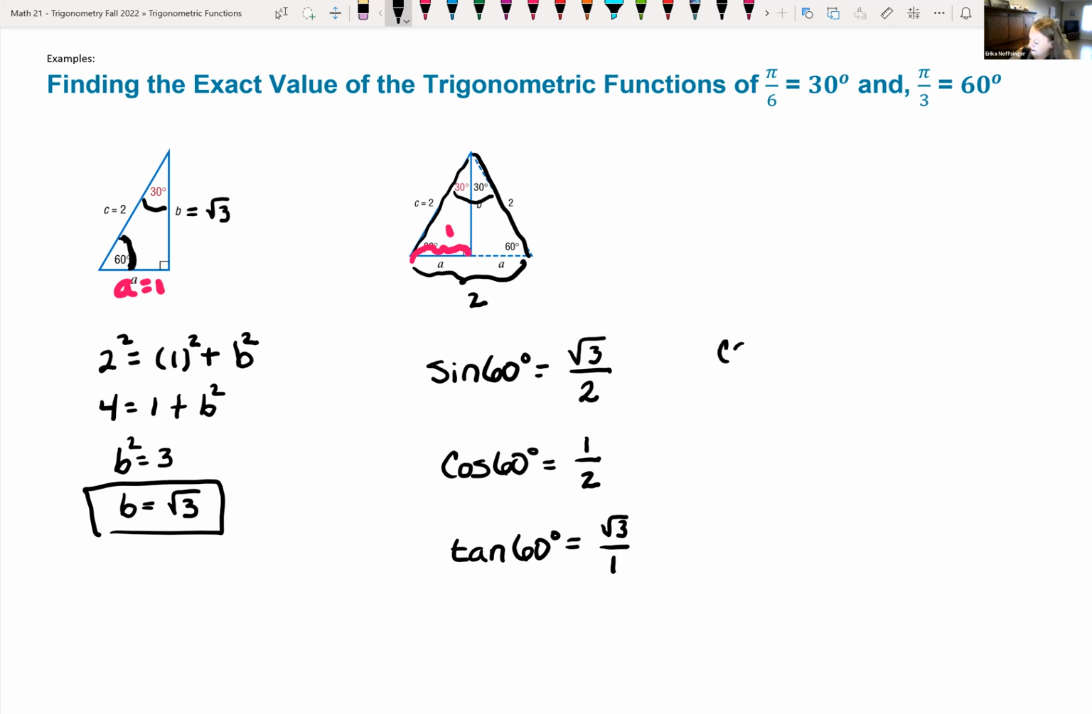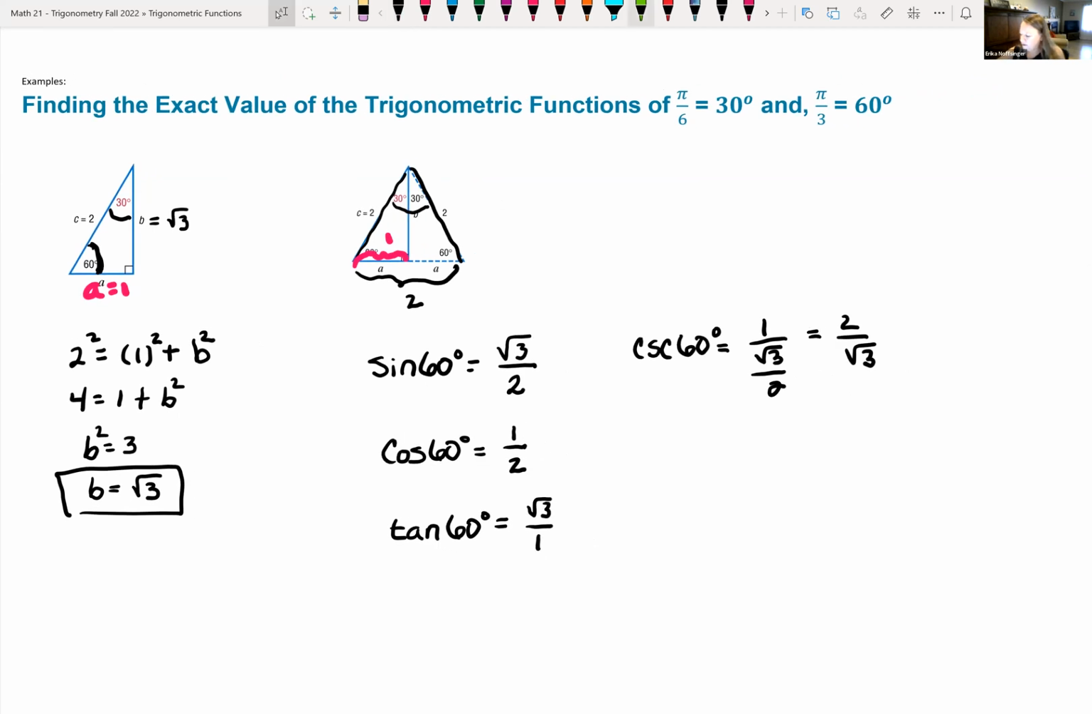So cosecant of 60 degrees, that's 1 over sine. So this is 1 over root 3 over 2. So invert and multiply, we get that this is 2 over root 3. Rationalizing our denominator, getting rid of the radical in that denominator, we can multiply this by square root of 3 all over square root of 3. So this gives us back 2 root 3 over 3.